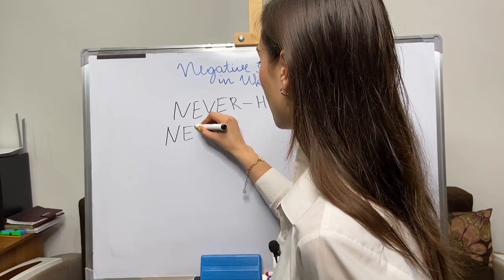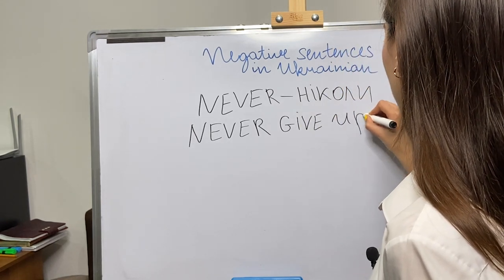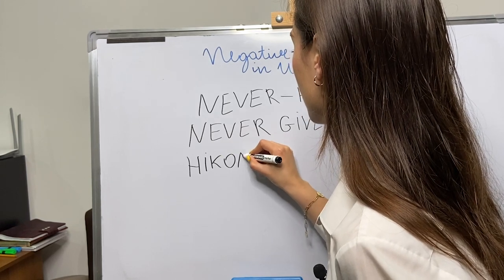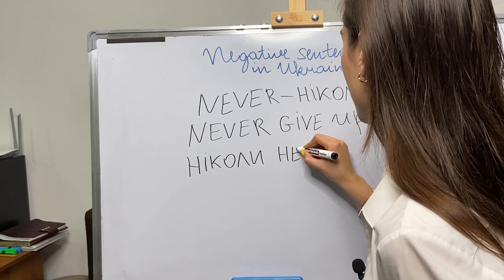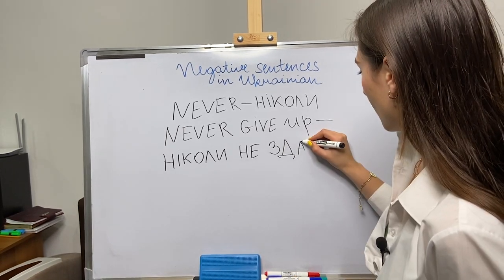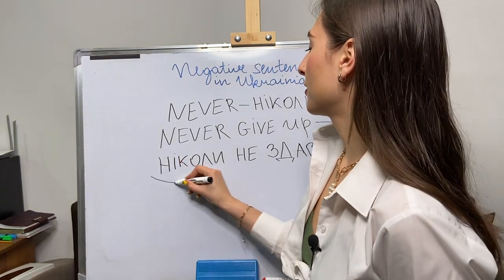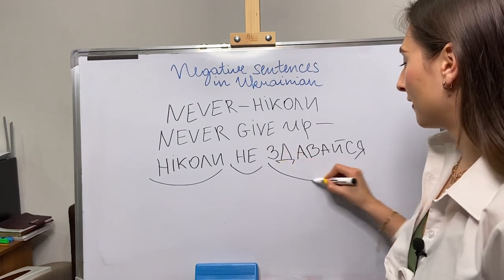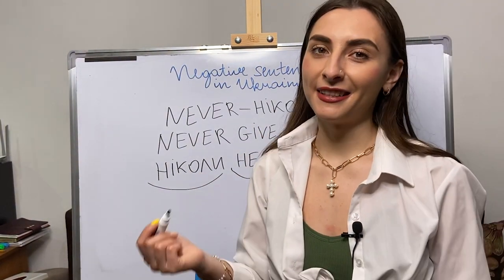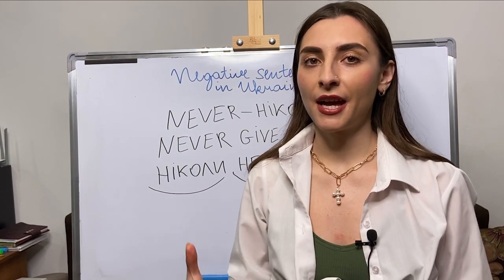In Ukrainian language, never give up means ніколи не здавайся. Ніколи не здавайся. So never means ніколи, не means not, здавайся, give up. Yes, literally it sounds as never not give up. So you can see how it works in Ukrainian language, and we have double negativeness, and you have to save it.